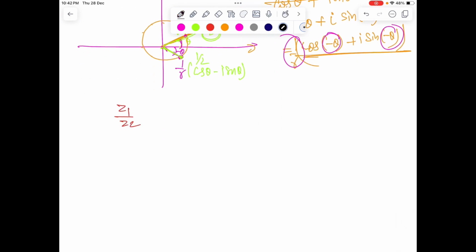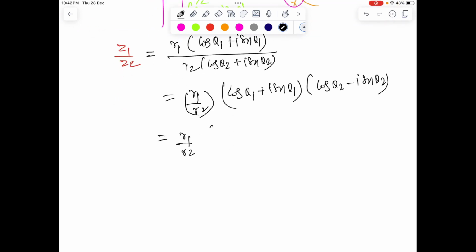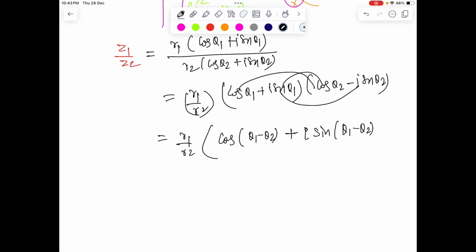Now with this idea, you can even define z1 by z2 very easily, or pictorially you can visualize it, because z1 is r1 (cos theta 1 plus i sin theta 1), and z2 is r2 (cos theta 2 plus i sin theta 2). Just now we have seen it can be written as r1 by r2 times (cos theta 1 plus i sin theta 1), and this guy after rationalizing is (cos theta 2 minus i sin theta 2). And if we do the product this time, it's cos A cos B plus sin A sin B, so that's cos (A minus B), and plus sin A cos B minus cos A sin B, so i sin (A minus B).